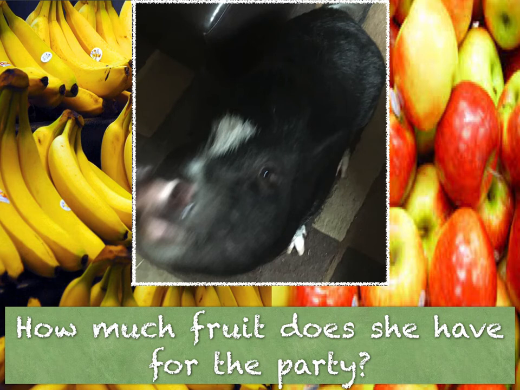Fiona buys 7 bananas and 8 apples. However, Fiona is a very hungry pig and eats 3 bananas before the party. How much fruit does Fiona have left? It looks like we have more than one thing to solve for. First, we need to know how much fruit Fiona had before she ate some of it.